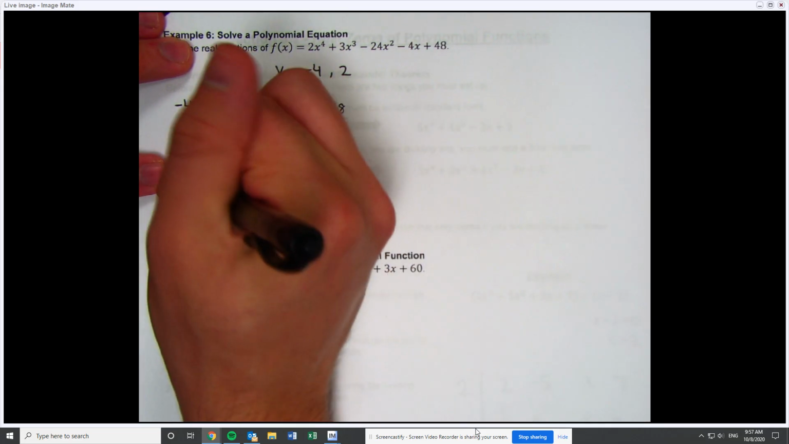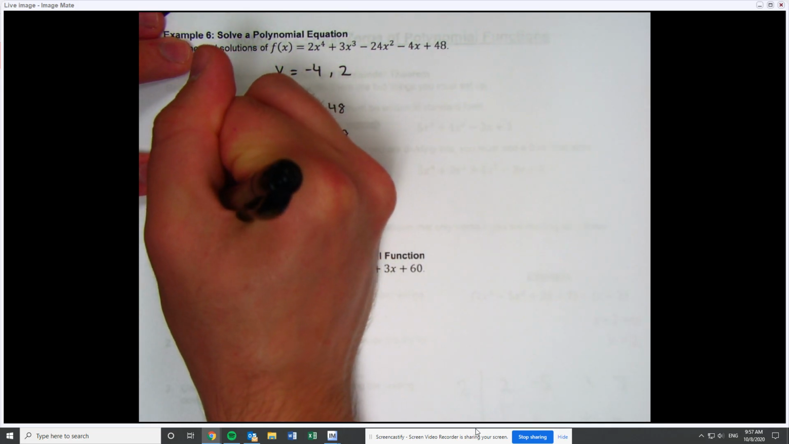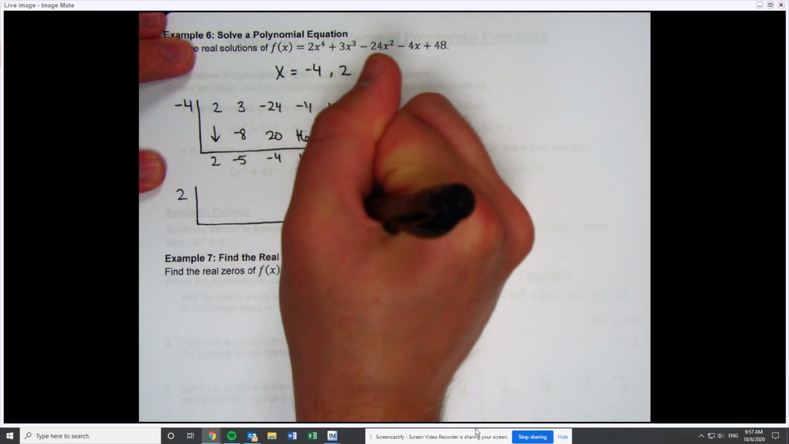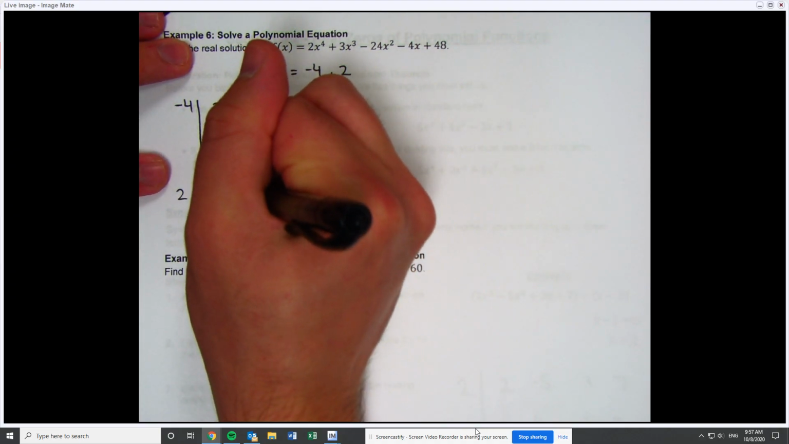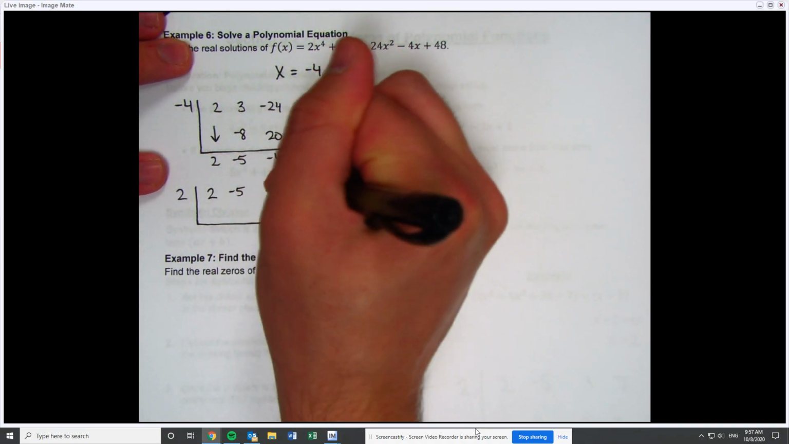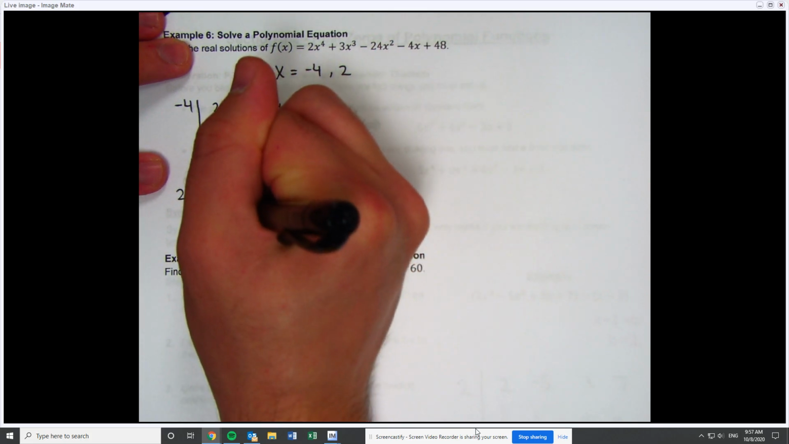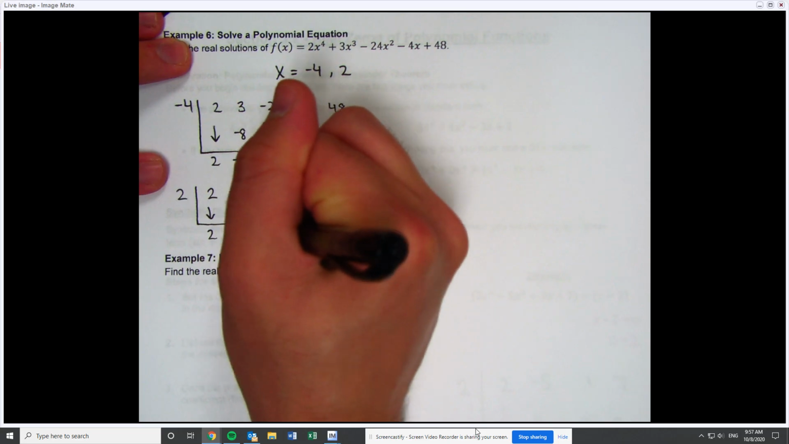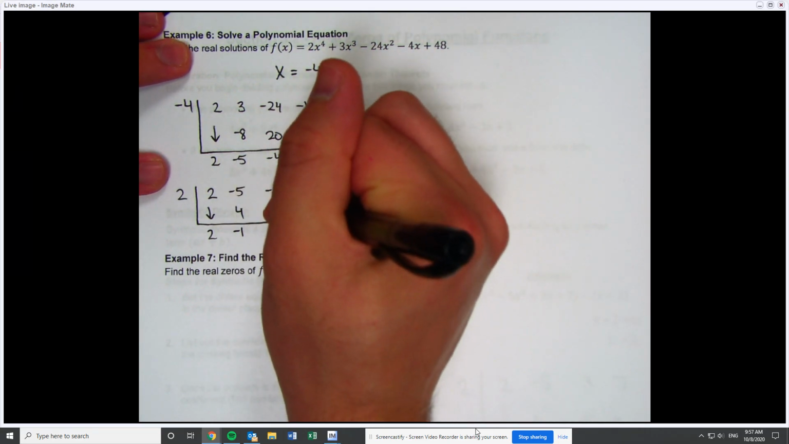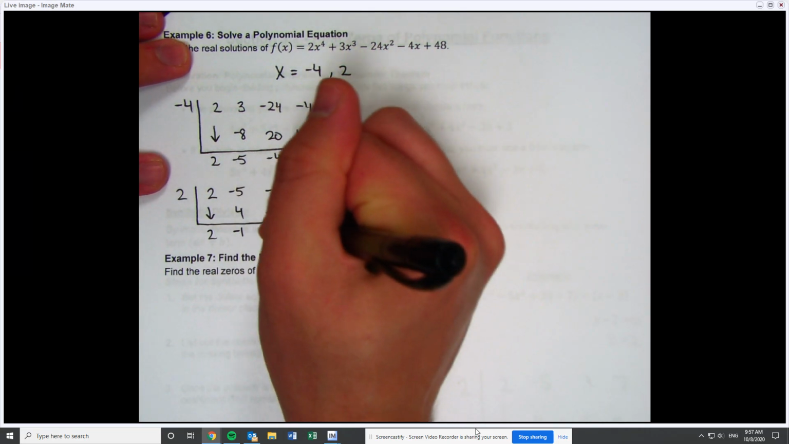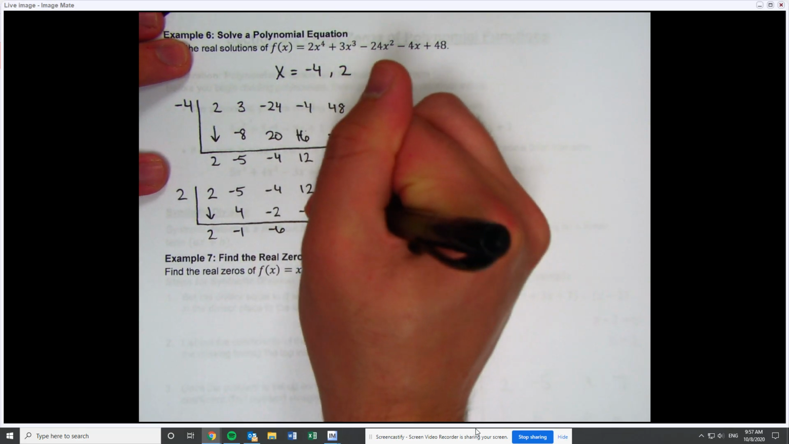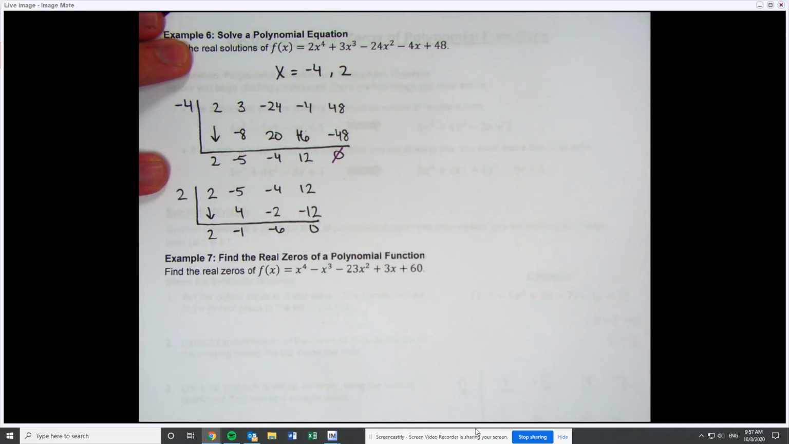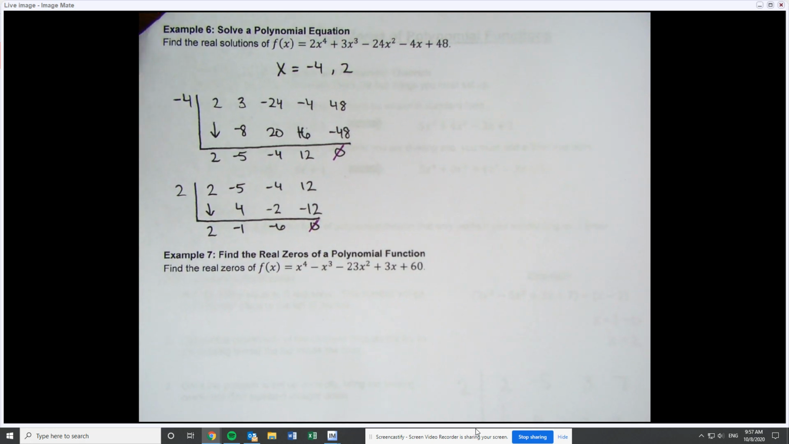Now I can do synthetic division again. I'll put 2 on the outside. Now I have 2, -5, -4, and 12. 2. That's going to give me 4, -1, -2, -6, -12, and 0. Got it. See how fast synthetic division is? I keep trying to sell you on it. I like it a lot. It's one of my favorites.